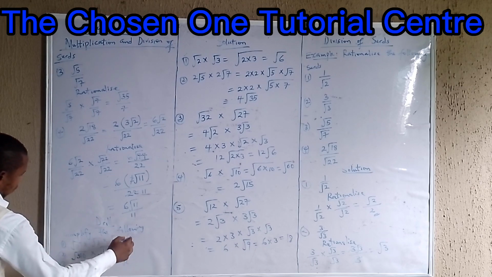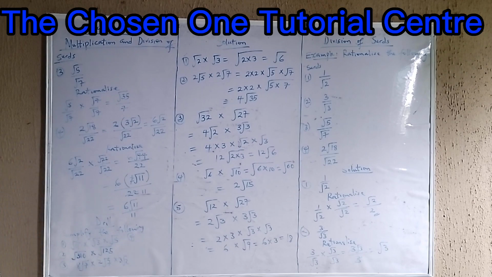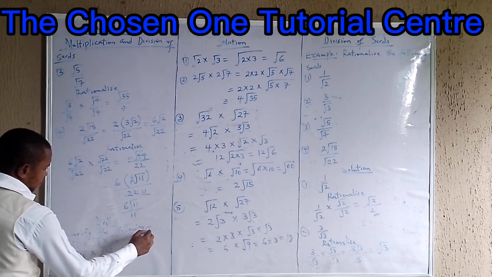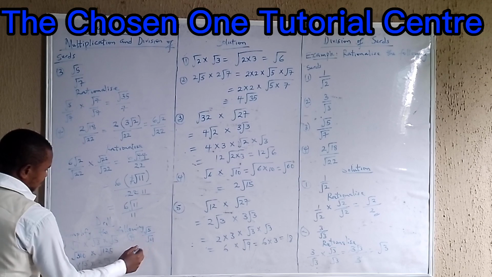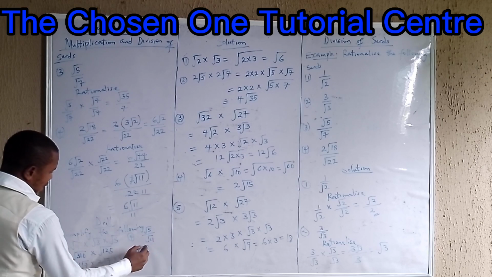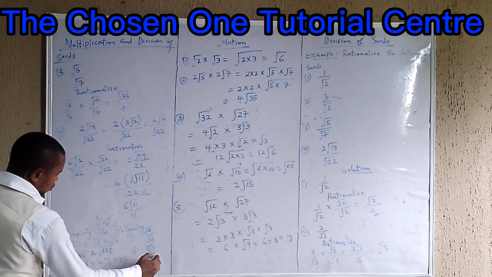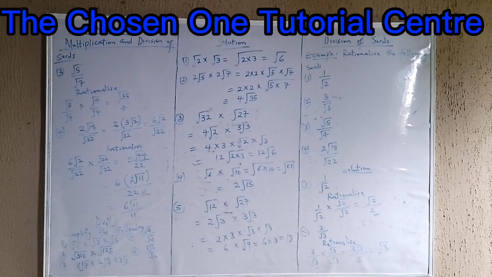Then number 4, you have to simplify this. You have to rationalize. You have root 5 over root 11. Then number 5, you have 8 root 3 over root 2. So simplify this and put your answer in the comment section.